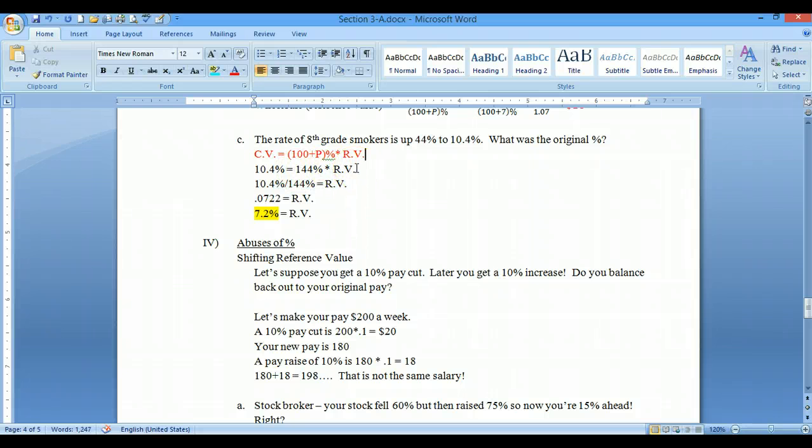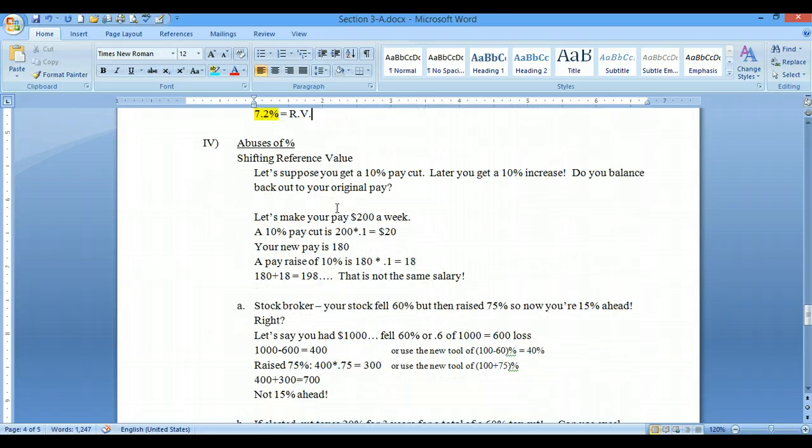And I don't know the reference value, so I'm going to divide both sides by 144. Plugging that into your calculator or Excel will give you 0.0722. Changing that to a percent is 7.2% for the reference value. So it increased from 7.2% to 10.4%. We can kind of think of it as 44% of 7.2, it's not quite half. So half of 7 is 3.5, and the whole thing is 7.2. So I'm not quite half. Let's go ahead and say 44% is about 3. 3 plus 7.2 is about 10.4. So we did it right.